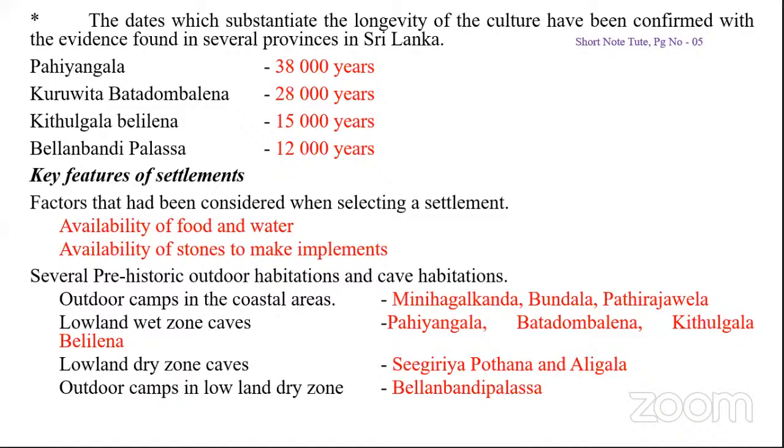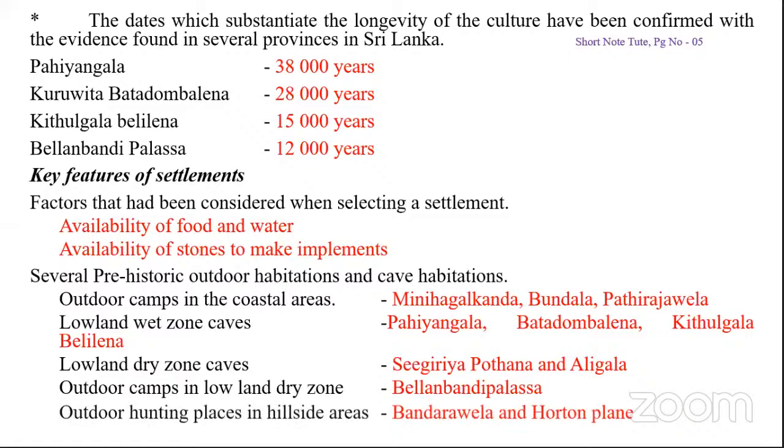So only one example for the outdoor camps in the lowland dry zone, it was what? Pillanbandi Palace. Outdoor hunting places in hillside areas, so that means mountainous areas. That's also an outdoor hunting place because there are no caves there. So Bandaravela and Horton Plains.